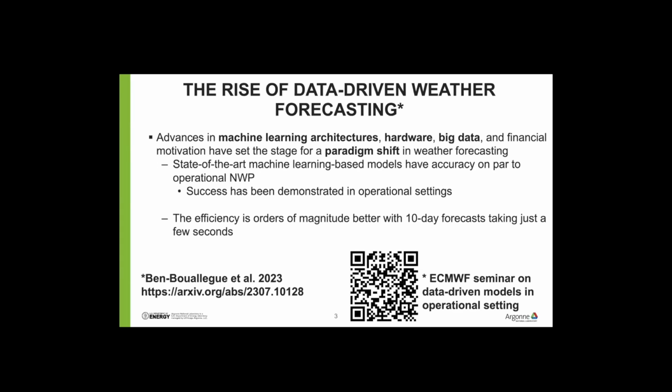So even as we speak today with severe weather going on in Chicago, weather forecasters are now starting to use these data-driven weather forecasting models to make decisions. And the really nice thing about these models is what used to take a warehouse-sized CPU machine can now be done on a single GPU in seconds. So it really has revolutionized the field of weather.